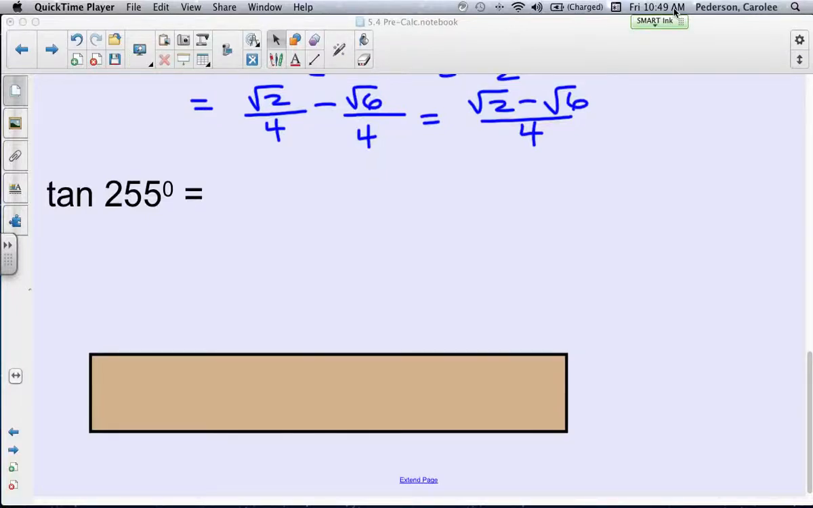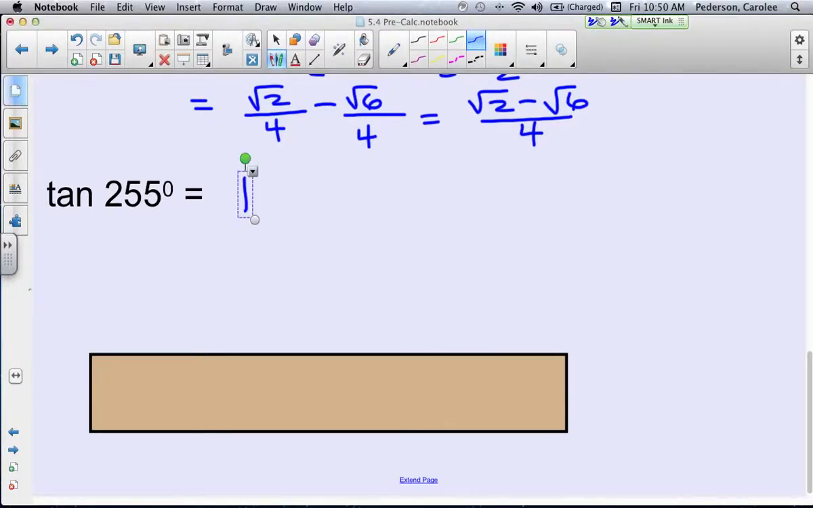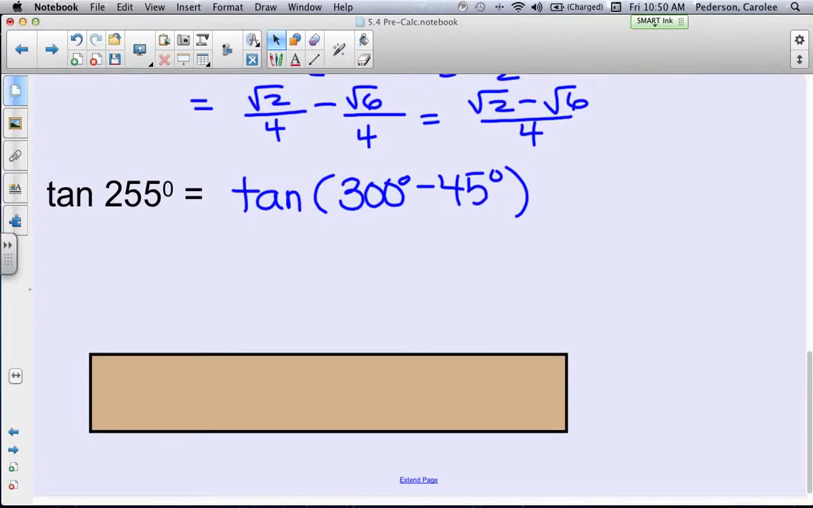All right, we're on 5.4, part 2. We just found the sine and cosine of 255 degrees. Now we want to find the tangent of 255 degrees as an exact value. So we already identified that the tangent of 255 degrees is also broken down to tangent of 300 degrees minus 45 degrees. So we're going to use the formula for the tangent of u minus v in this box.